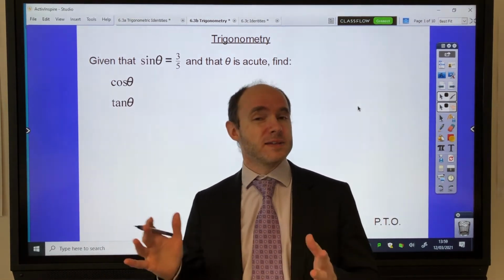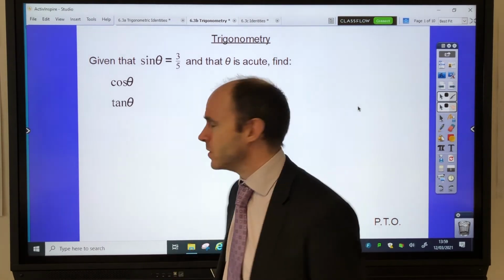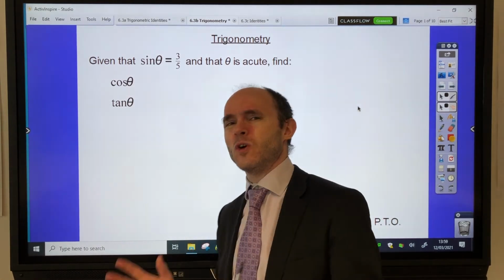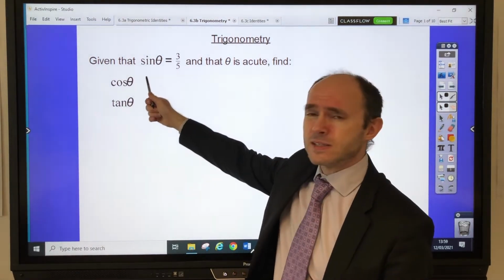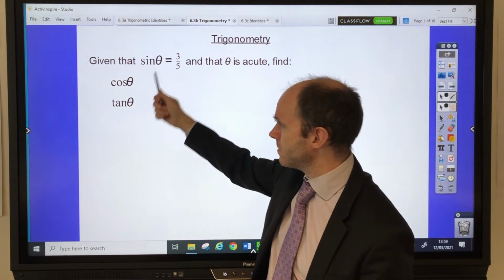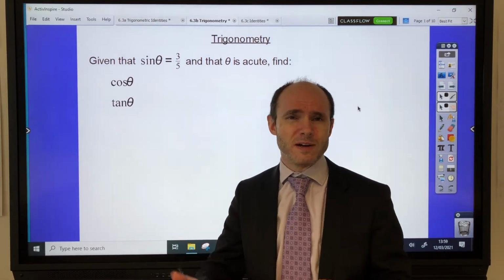But it's there in the syllabus and you kind of got to know how to do it. So let's go ahead and do it, okay? It's still maths, so it's still great. It's just not the best thing you could do with trigonometry. Right, so given that sine theta is 3/5 and that theta is acute, find cosine theta and tan theta. Well, what you could do is just pick up your calculator and work it out, of course.